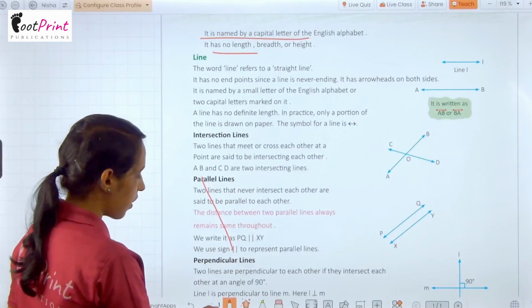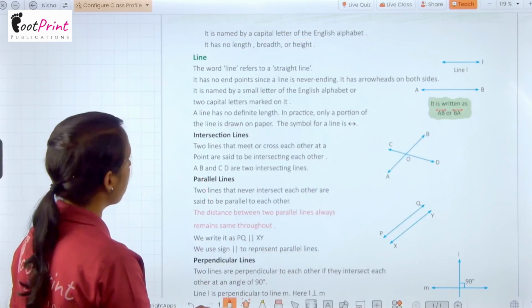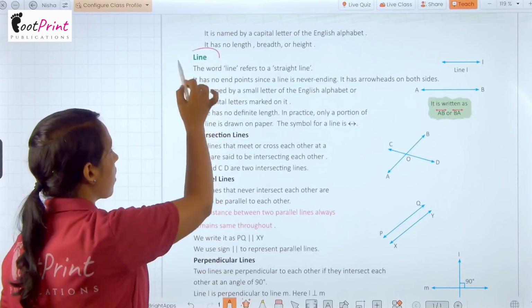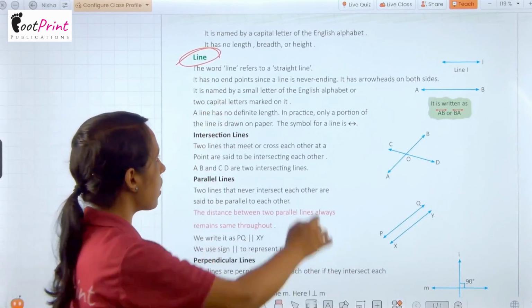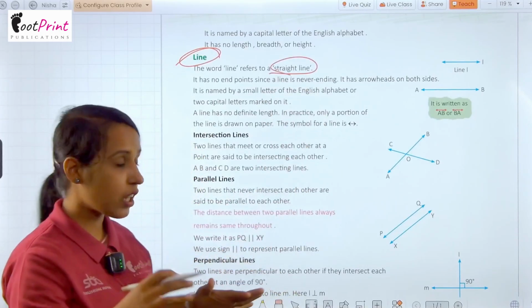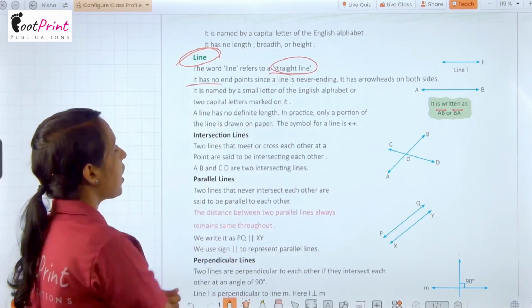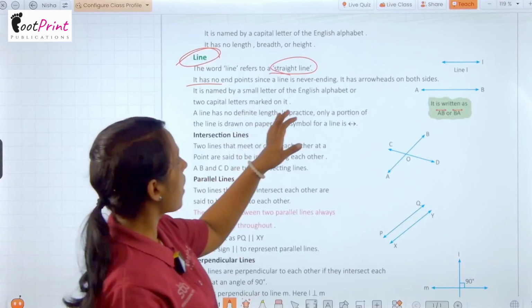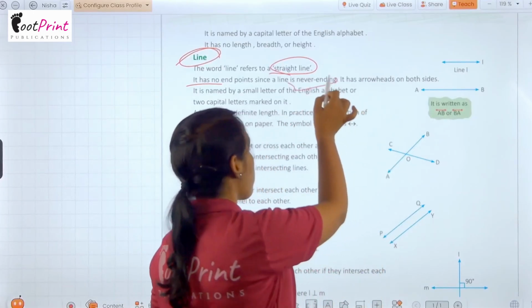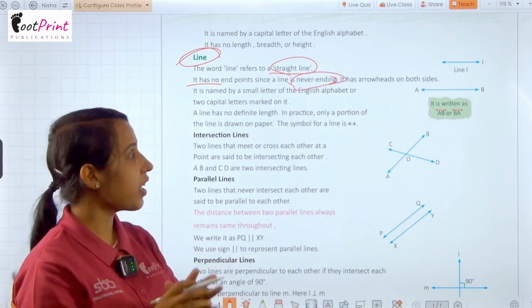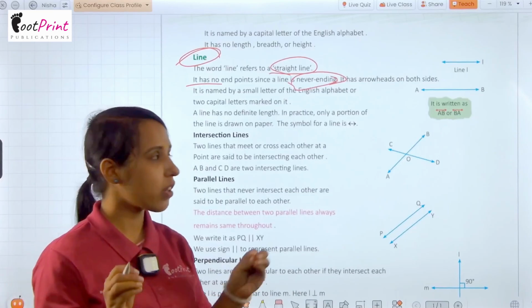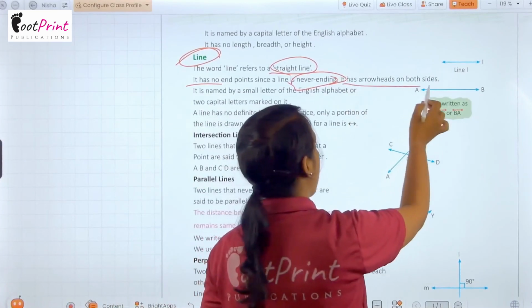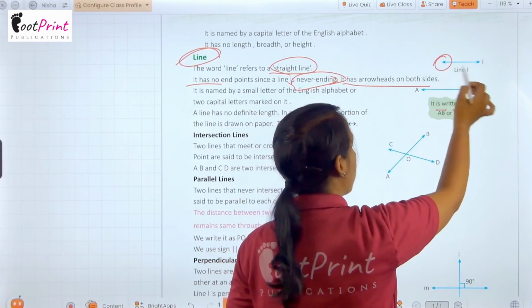Okay, and the next one we have is line. So what is a line? The word line refers to a straight line, जो सीधी line होगी उसको दिखाता है. It has no end point since a line is never ending. इसमें कोई भी एंडिंग पॉइंट नहीं होता, इसीलिए नेवर एंडिंग होती है. इसको हम कितना भी एक्सटेंड कर सकते हैं. It has arrowheads on both sides.